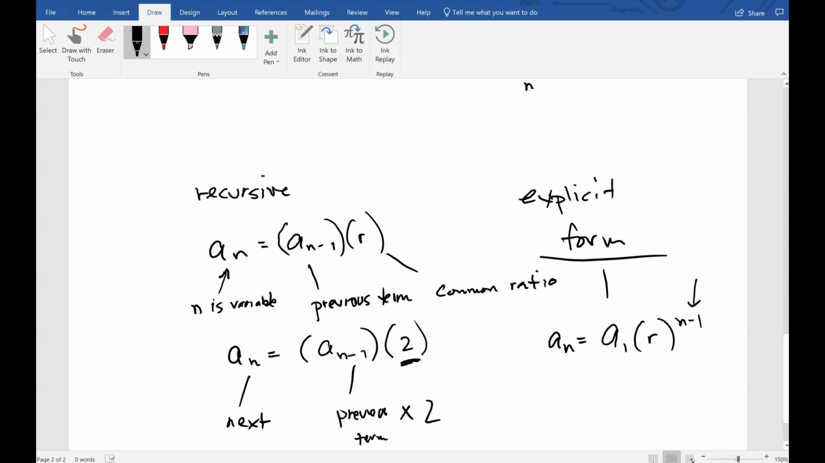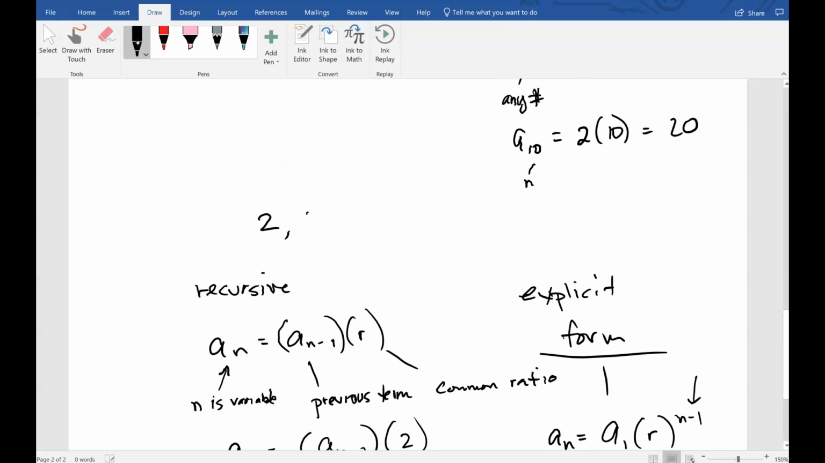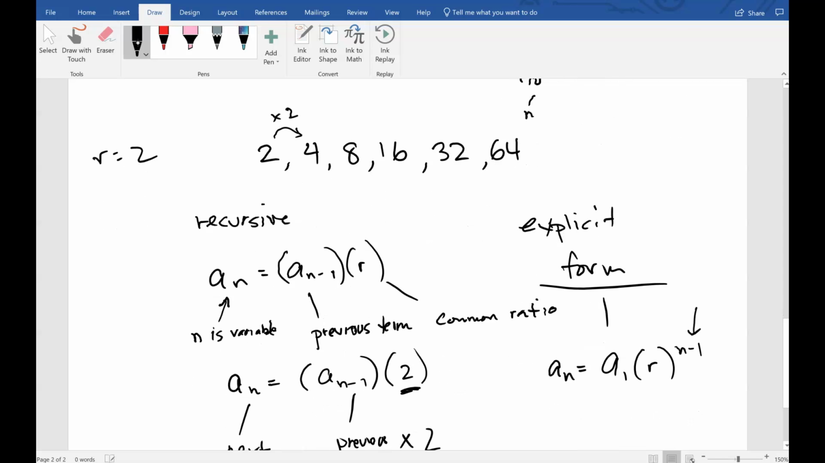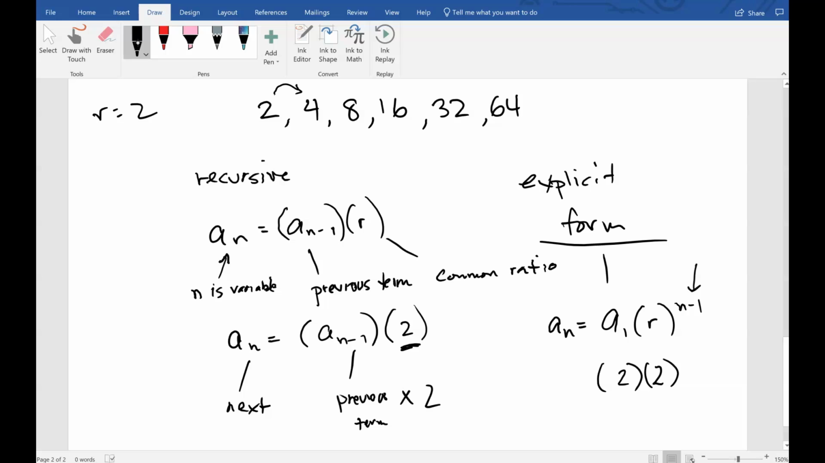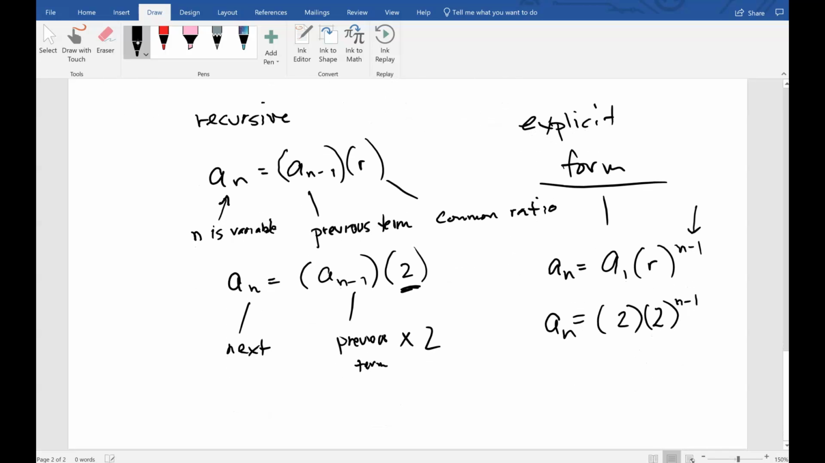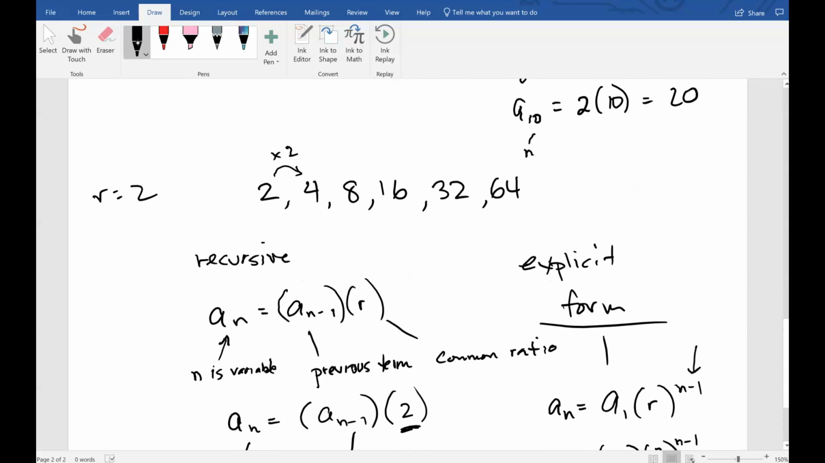So in our sequence above, we started with 2, then we went to 4, then 8, then 16, then 32, and then 64. I'm just multiplying each term by 2, so we said r is equal to 2. So let's plug in 2 for r. We also know what a1 is. a1 is the first term in the sequence, which was also 2. The only thing we don't know, and we're going to leave it like this, is n minus 1, because that gives us variability. So we have now defined the first 6 terms of this sequence.